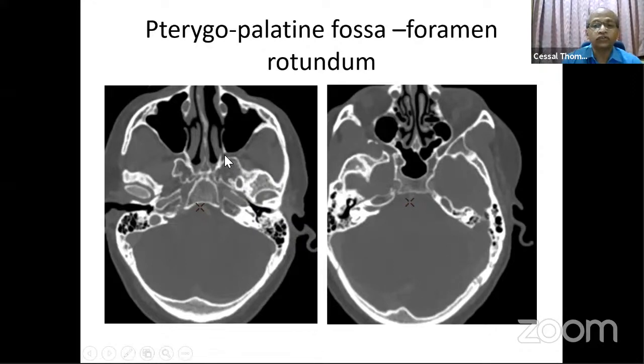Anyway, the pterygopalatine fossa, and further up you can see that it is continuing as the inferior orbital fissure, and reaches the orbital cavity. So all these are connected: inferior orbital fissure, pterygopalatine fossa, foramen rotundum, middle cranial fossa, and the greater palatine and lesser palatine foramina.